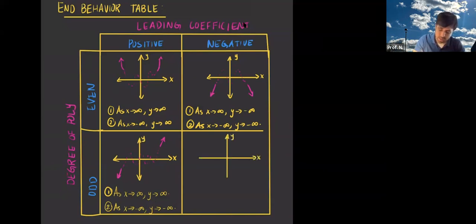This is y, this is x. This goes this way, this goes that way. And we have everything we need to know for end behavior. So as x goes to infinity, y goes to negative infinity. As x goes to negative infinity, y goes to positive infinity. And that's it.